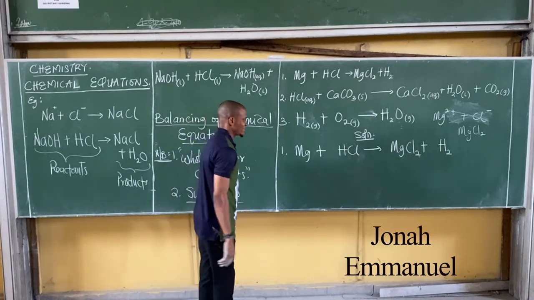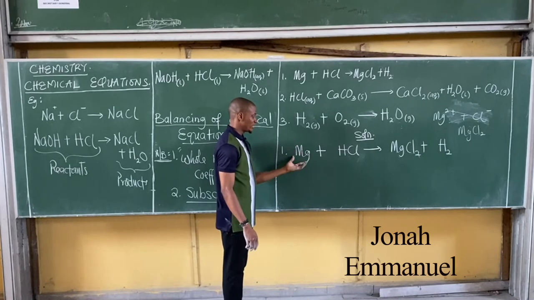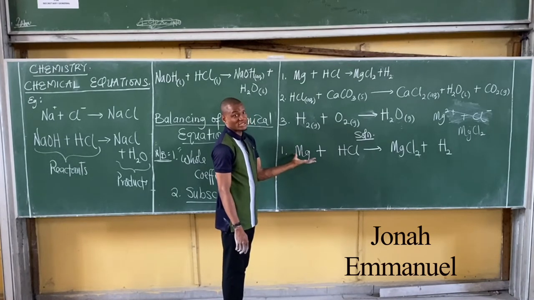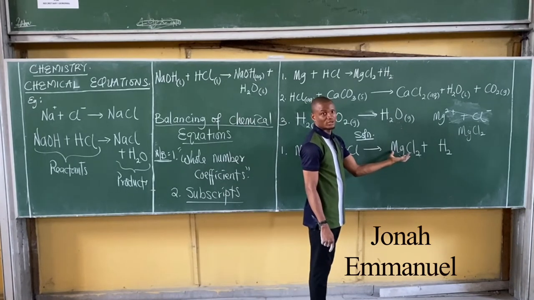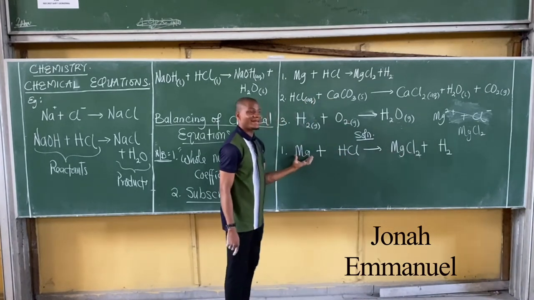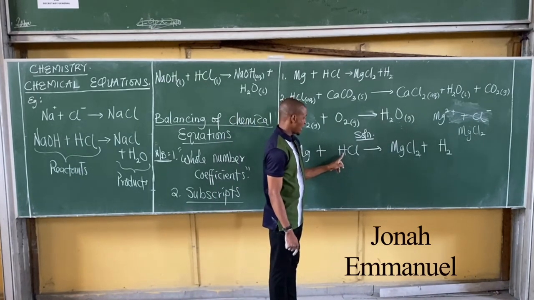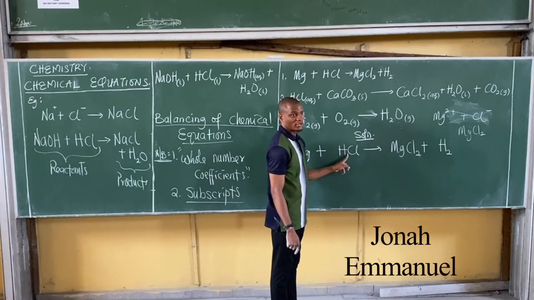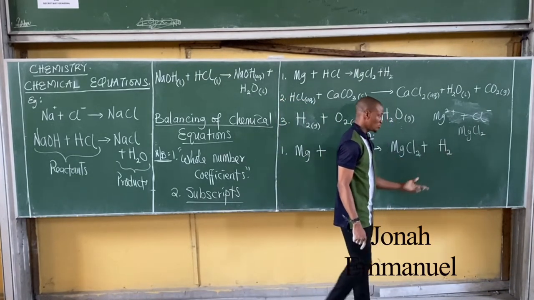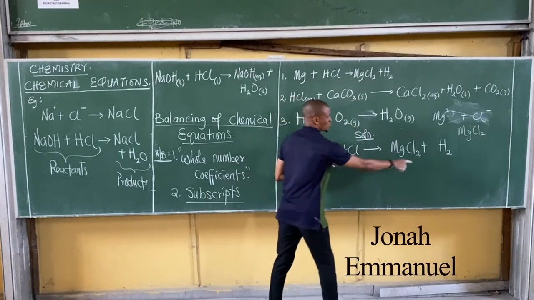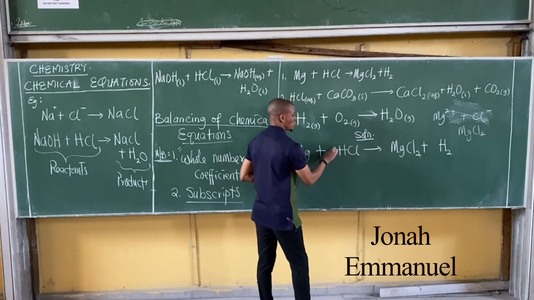How do you balance this? Start with the first one here, magnesium. How many moles here? Just one magnesium. We can say one atom if you want to. Come here. How many magnesium here? That's just one. So magnesium is balanced. Next up, hydrogen. How many hydrogen here? That's just one. I can see hydrogen here. How many here? Two. So what do I do now? Of course, this is two and this is one. This one here is lesser than this. So I have to put a coefficient there.